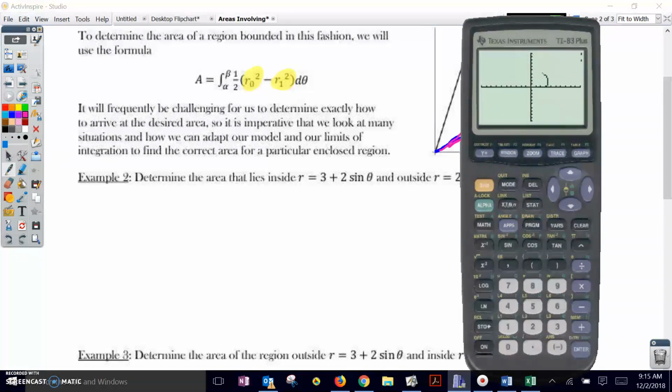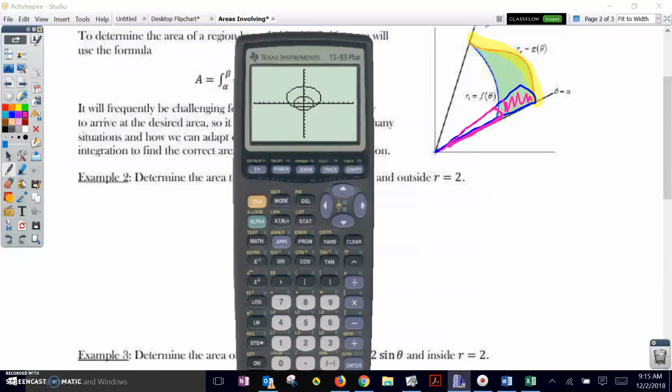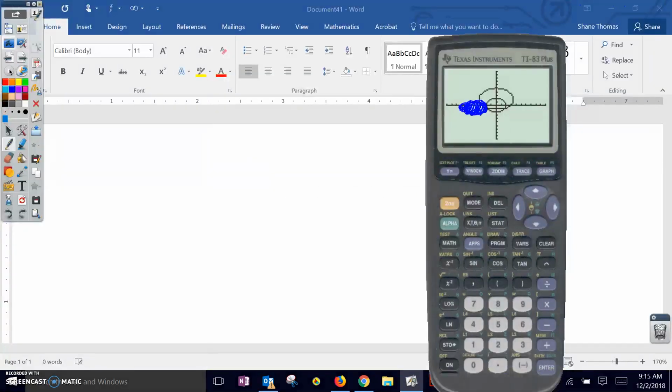Alright, and I look at the graph of these two curves. There's the first one, 3 plus 2 sine of theta, and there's the second one, r equals 2. So what we want is the area inside of the bigger curve and outside of the smaller circle. The area that we're looking at is this area in here. And on that interval, the first function is going to be our outer curve and the second function our inner curve.